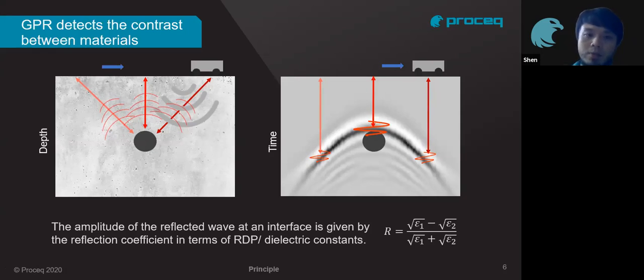For GPR, it detects the reflected signal based on the amplitude, and the amplitude is very dependent on the dielectric constant between the materials. For example, concrete and metal. GPR is very sensitive to metal, so you will get a very good signal. Whereas if the embedded material is maybe a PVC pipe, you will not get as strong a signal as you get with a metallic object.